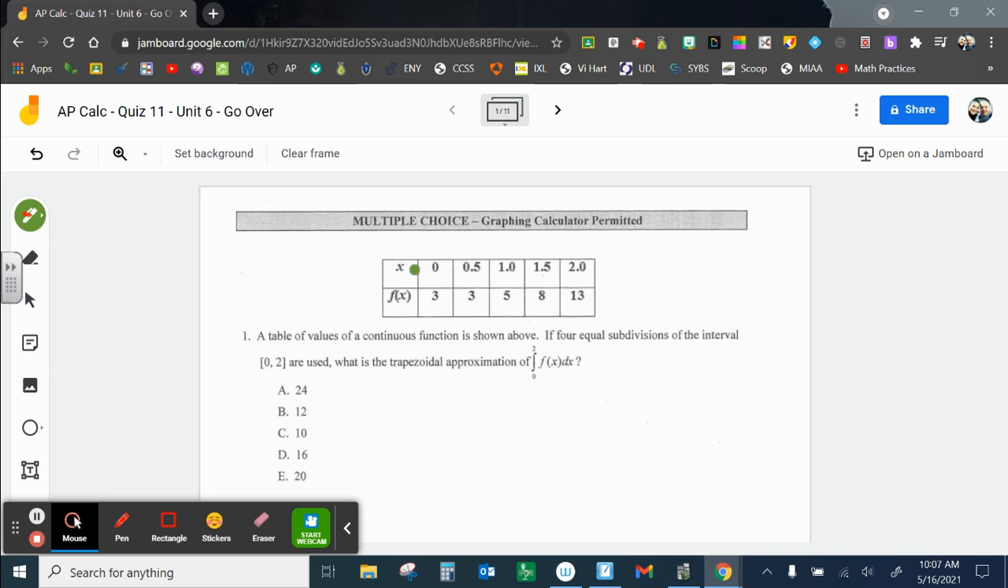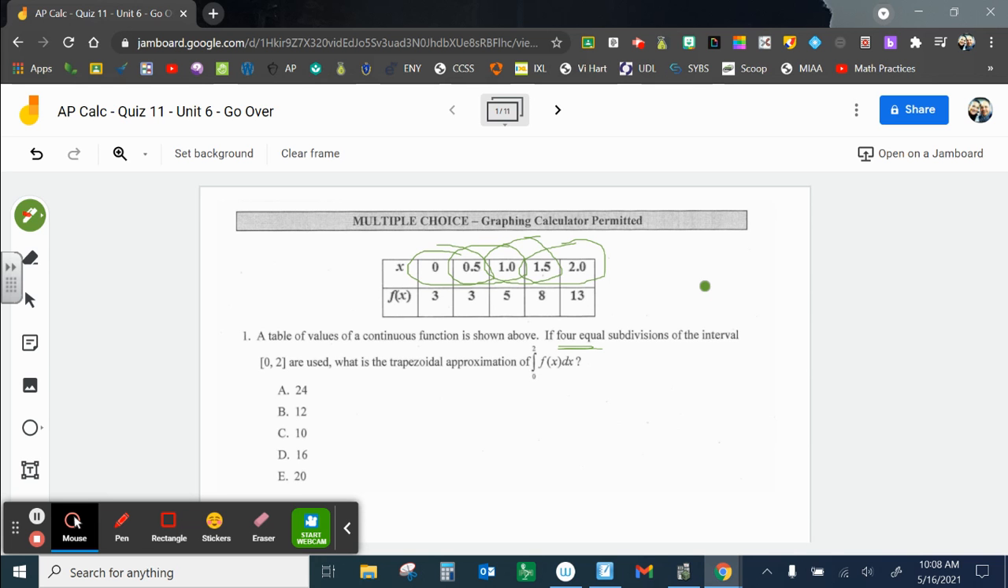So with our graphing calculator, we have these values 0, 0.5, 1, 1.5, and 2. A table of values of a continuous function is shown above. If 4 equal subdivisions of the interval 0 to 2 are used, what is the trapezoidal approximation of the integral from 0 to 2 of f(x) dx? Okay, first of all, they tell us how many equal subdivisions, and so 0 to 2. So it's really, I'm doing 0 to 0.5. There's my second one. There's my third one. There's my fourth one. Okay.